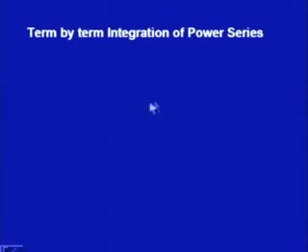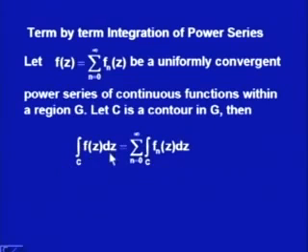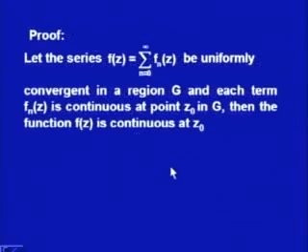Similarly, term by term integration of power series is also possible. Let f(z) equal summation n equal to 0 to infinity f_n(z) be a uniformly convergent series of continuous functions within a region G, and let C be a contour in G. Then the integral over C of f(z) dz is equal to summation n equal to 0 to infinity of the integral of f_n(z) dz. So, this is the meaning of term by term integration. Now, let us prove this.